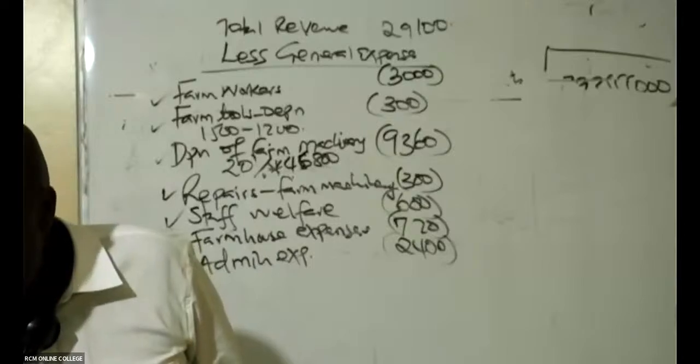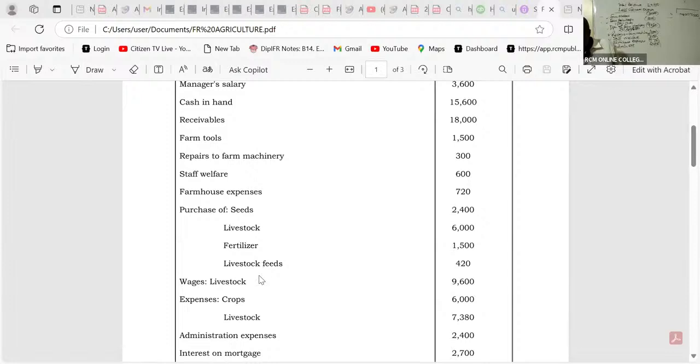Apart from administration expenses, what else do we have here, my friends? We have interest on mortgage. Interest on mortgage, of course, is a common thing. It is 2,700 and deductible. After interest on mortgage, ladies and gentlemen, what are we able to see down here?